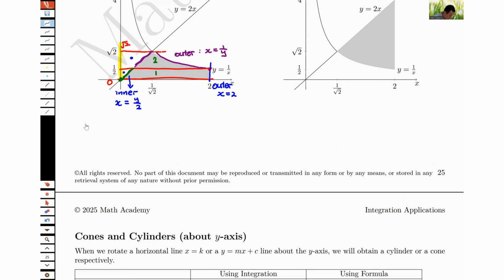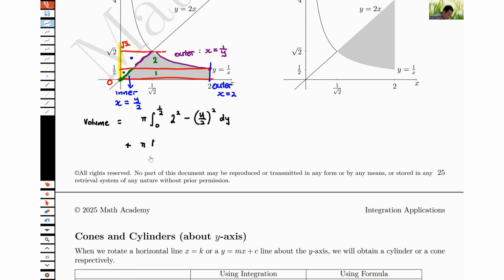Okay, so now let's fill in the volume required. I'm going to treat it as region 1 and 2 separately. Let's start with region 1. Your limits will be 0 to half. You're looking at the y values. We go for x squared. Formula is x squared dy. So x squared is 2 squared, outer, minus inner. So inner is y over 2, all squared, dy. X squared dy for the formula.